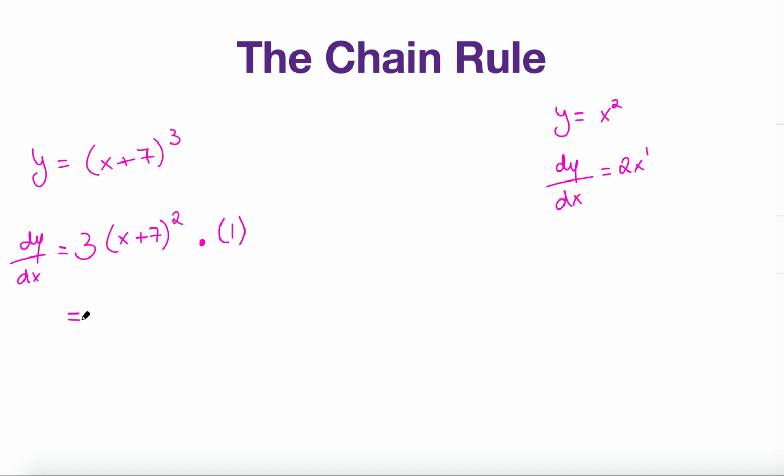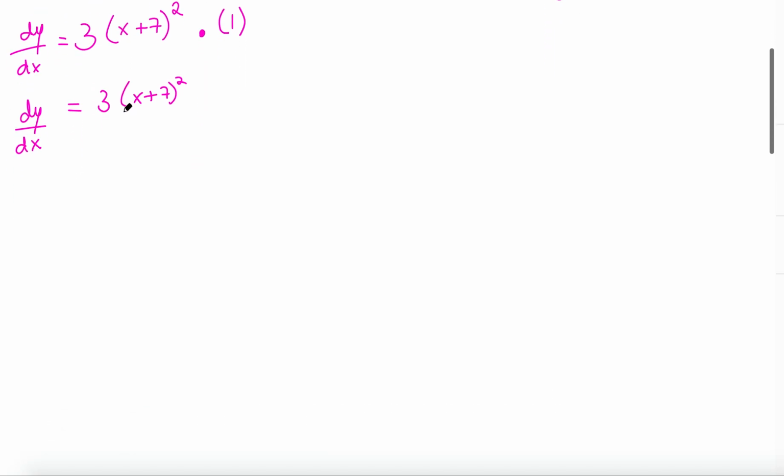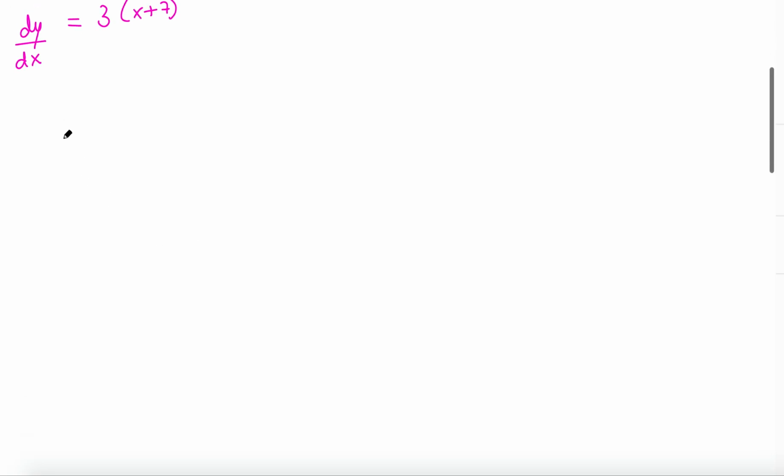So multiplying that out and tidying it up for myself, I get 3, because 3 by 1 is 3, (x + 7) squared. And more often than not, that is perfectly fine to leave your answer like that. So it's nice and straightforward. Just remember that while you have differentiated the bracket, you haven't done what's inside the bracket. So we'll go again. We'll do another one.